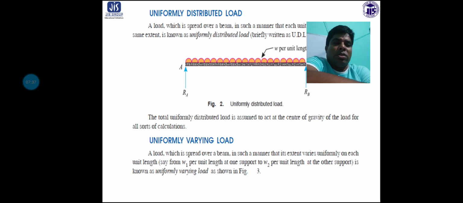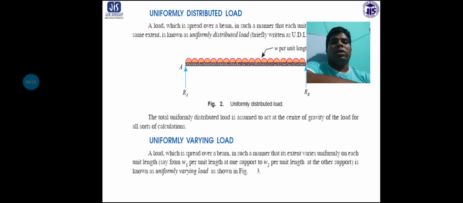Now the next point, uniformly varying load: a load which is spread over a beam in such a manner that its extent varies uniformly on each unit length. That means, say, from W1 per unit length at one support to W2 per unit length at support 2.